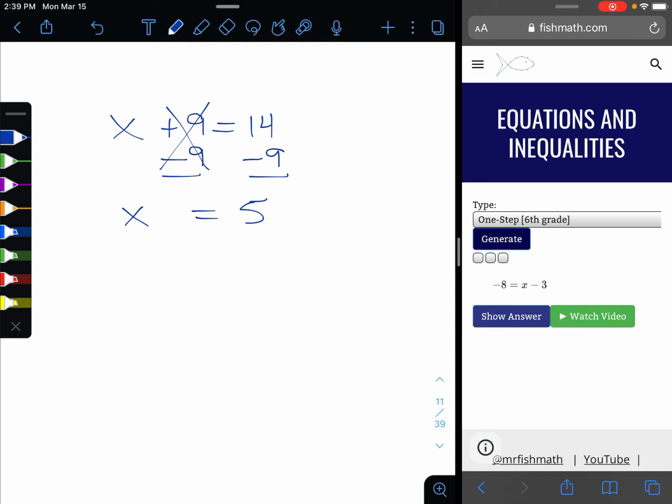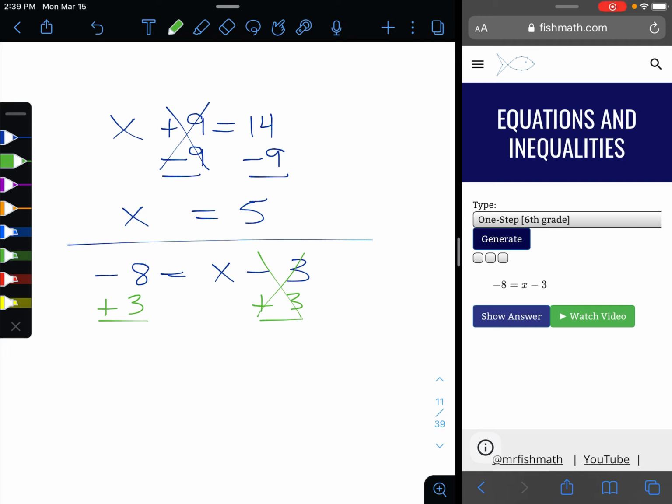So the next problem here is similar, but a little bit different. Negative 8 equaling x minus 3. So again, we want to get x by itself. This time, the operation being done to x is subtraction. So to undo subtraction, we're going to do, again, the opposite operation. So the opposite of subtraction is addition. So we're going to do a plus 3 to both sides to get rid of the minus 3. And that will get this to just be x on the right side, because this will, again, cancel. One positive and one negative will make that cancel, which will just be x, which is what we want. And then negative 8 plus 3 is our answer, negative 5.